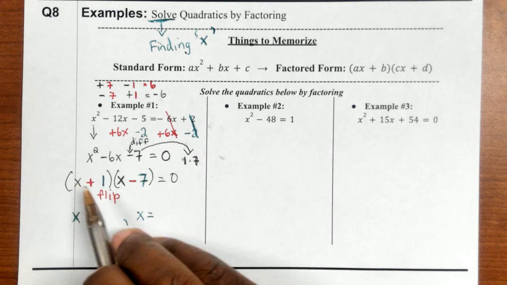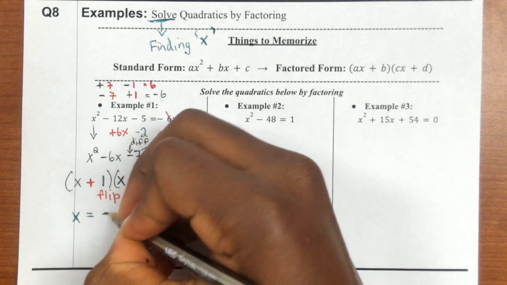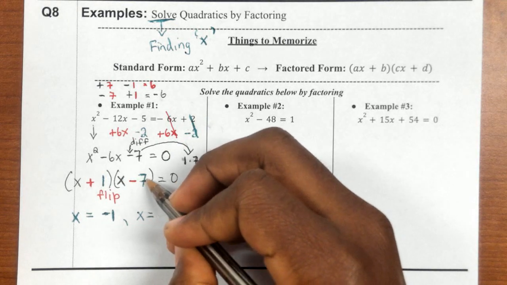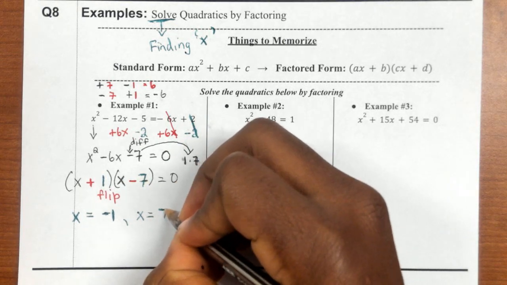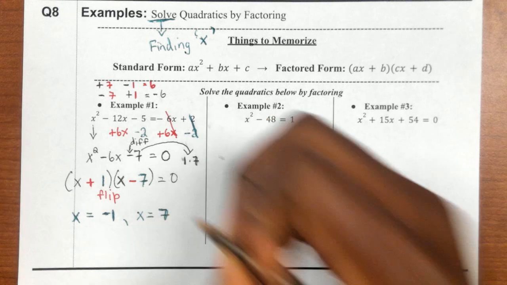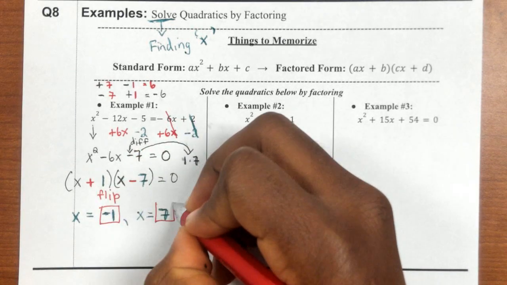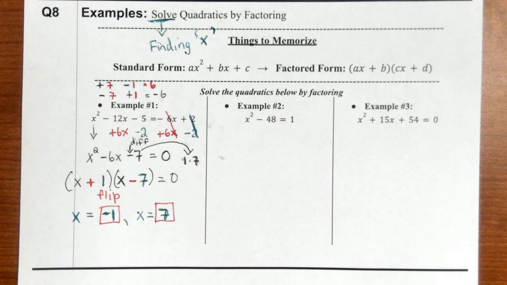So when I flip a positive 1, I get a negative 1. So that's my first answer. And when I flip a negative 7, I get a positive 7. And that's my second answer, okay? So both of these are my answers, okay? So again, guys, just like that, okay? So let's try the next one.